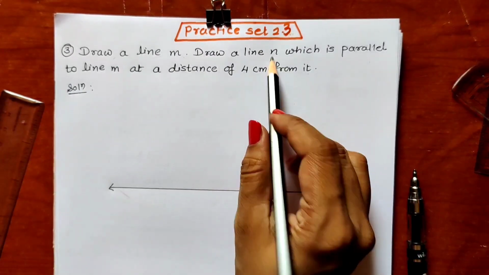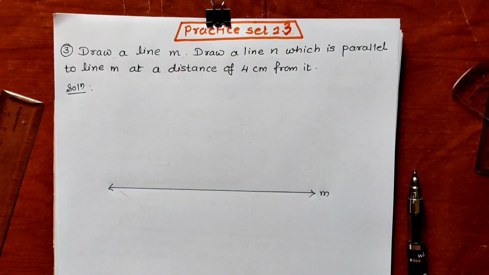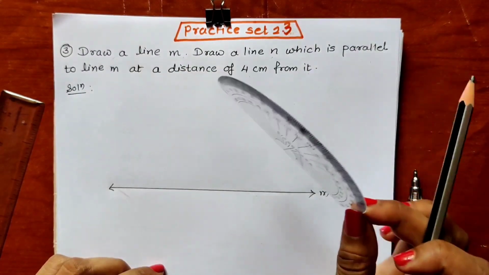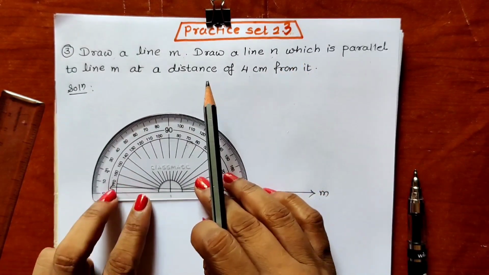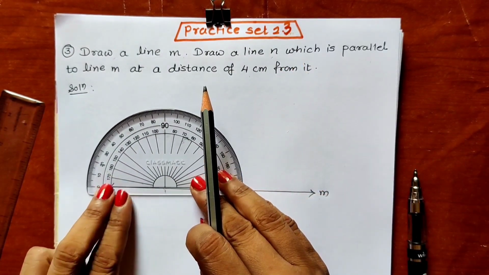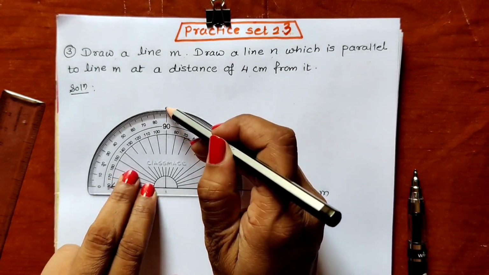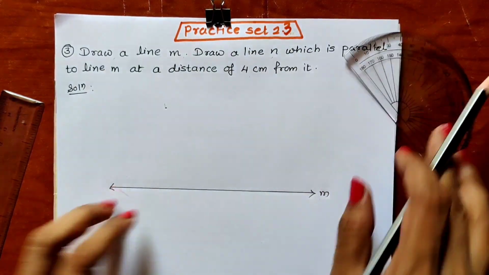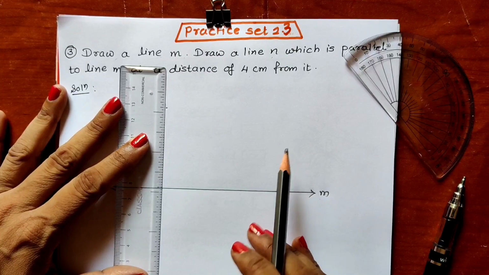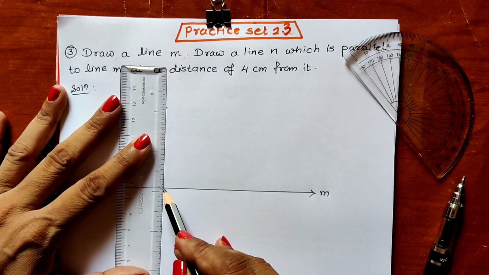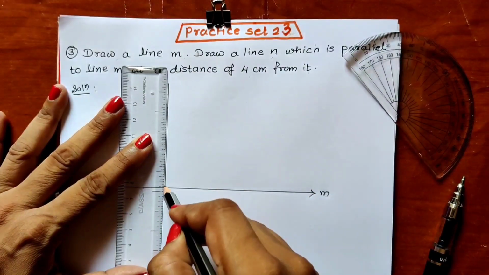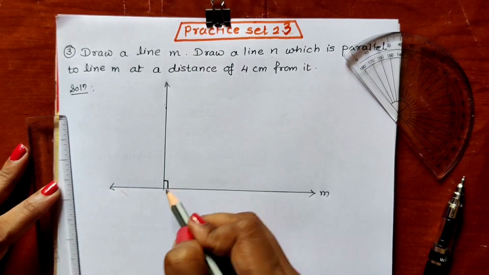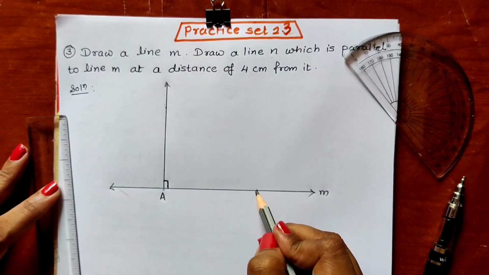Then we have to draw line N which is at 4 cm distance from this line M. So how to draw a 4 cm distance? We will be drawing a perpendicular by using our protractor. So I have to plot a point at a 90 degree angle, exactly 90 degrees. And then I will be drawing a ray. This is a ray of 90 degrees. This may be any point A. I will be taking point B here.